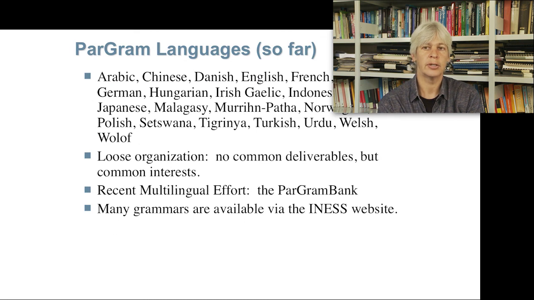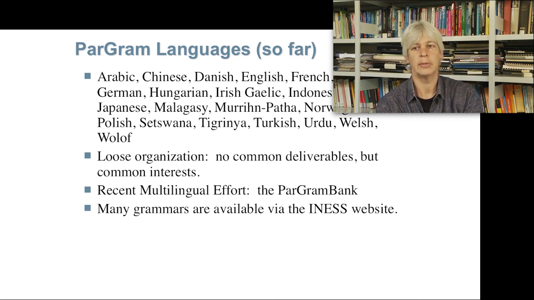The languages we've gotten so far are Arabic, Chinese, Danish, English, French, Georgian, German, Hungarian, Irish Gaelic, Indonesian, Japanese, Malagasy, Murrinh-Patha, Norwegian, Polish, Setswana, Tigrinya, Turkish, Urdu, Welsh, and Wolof. So if you know anything, these are a diverse set of languages from very diverse sets of language families. There could be more, but these are quite a lot. And it keeps growing, so the Pargram effort is still growing. It's a very loose organization. We have no common deliverables, but we do have common interests.